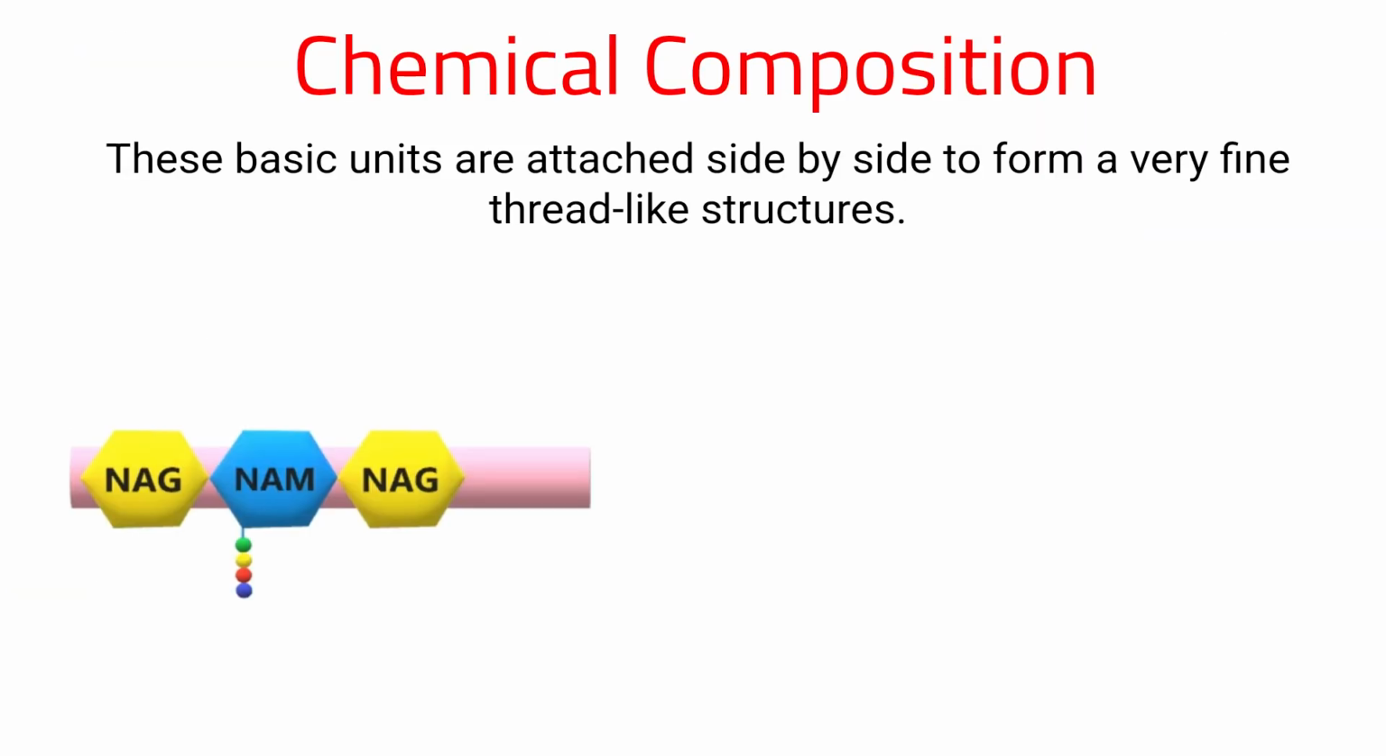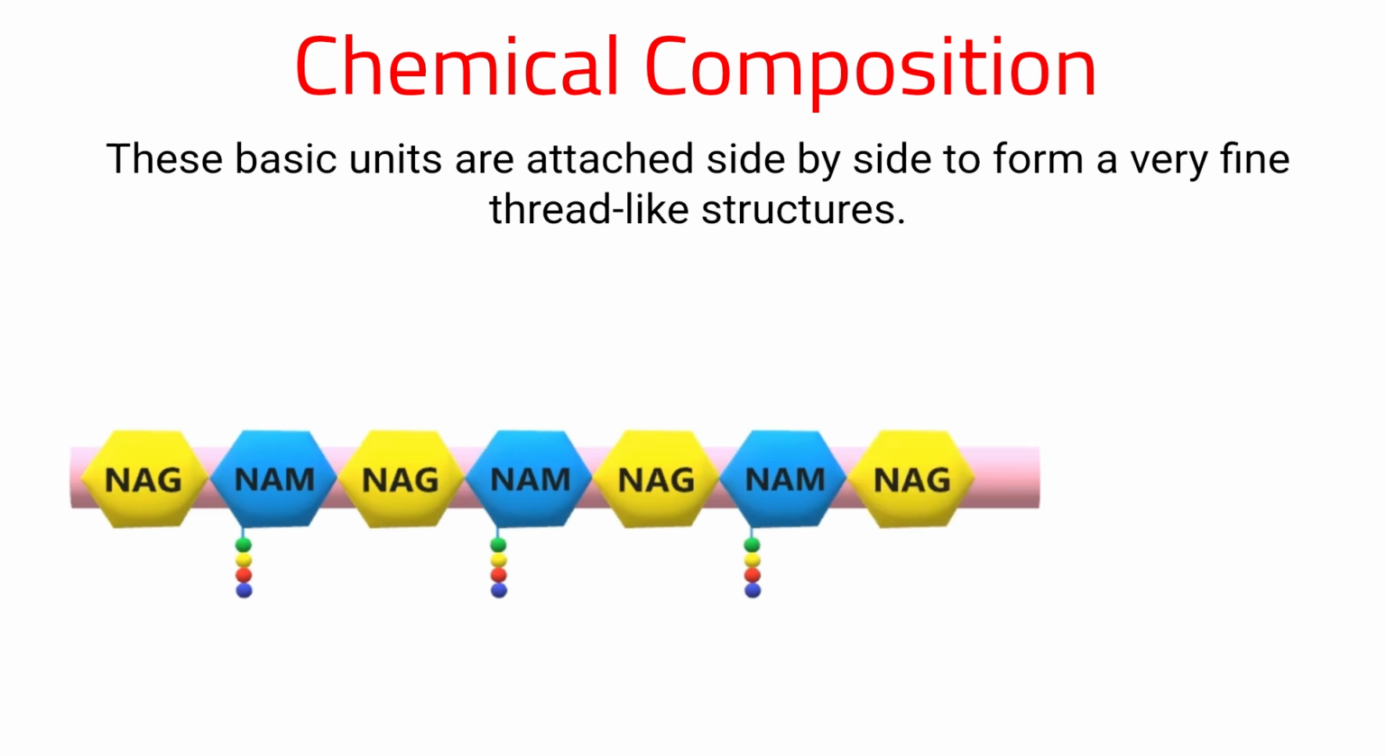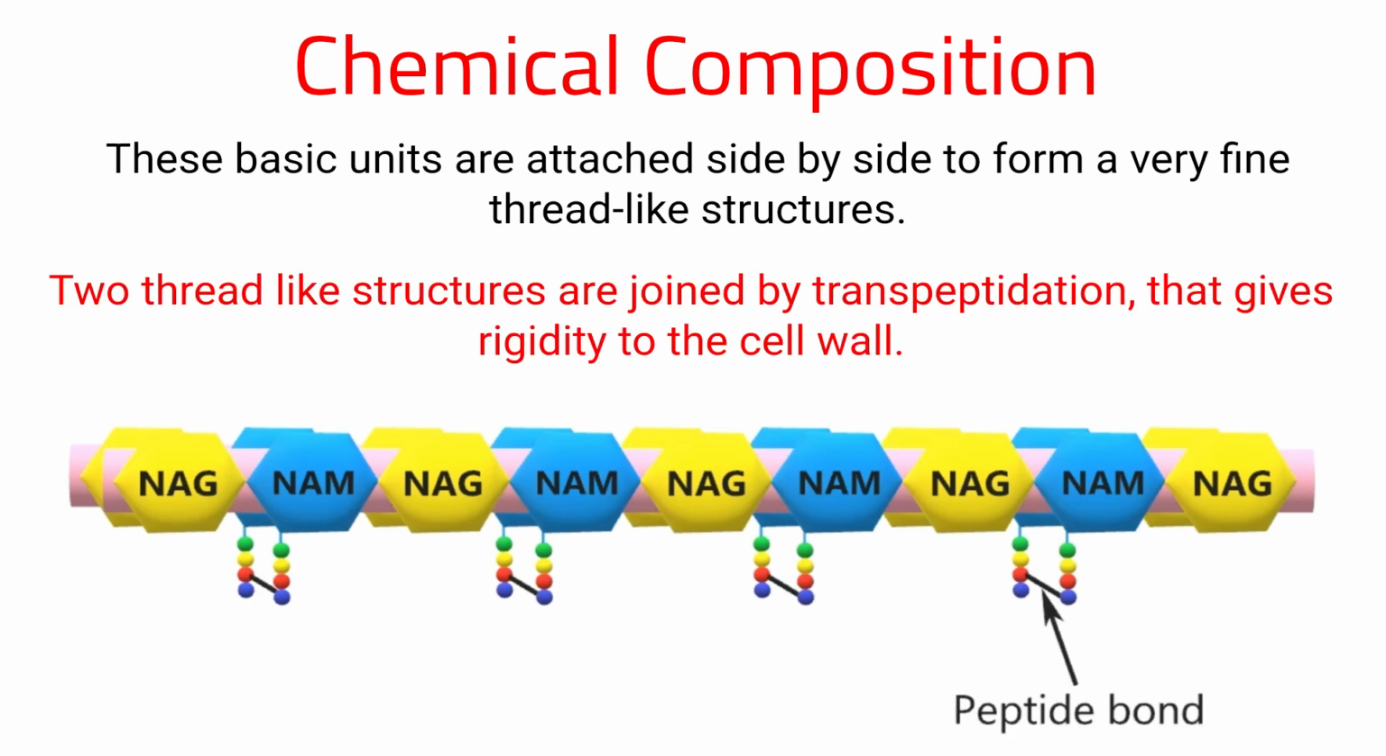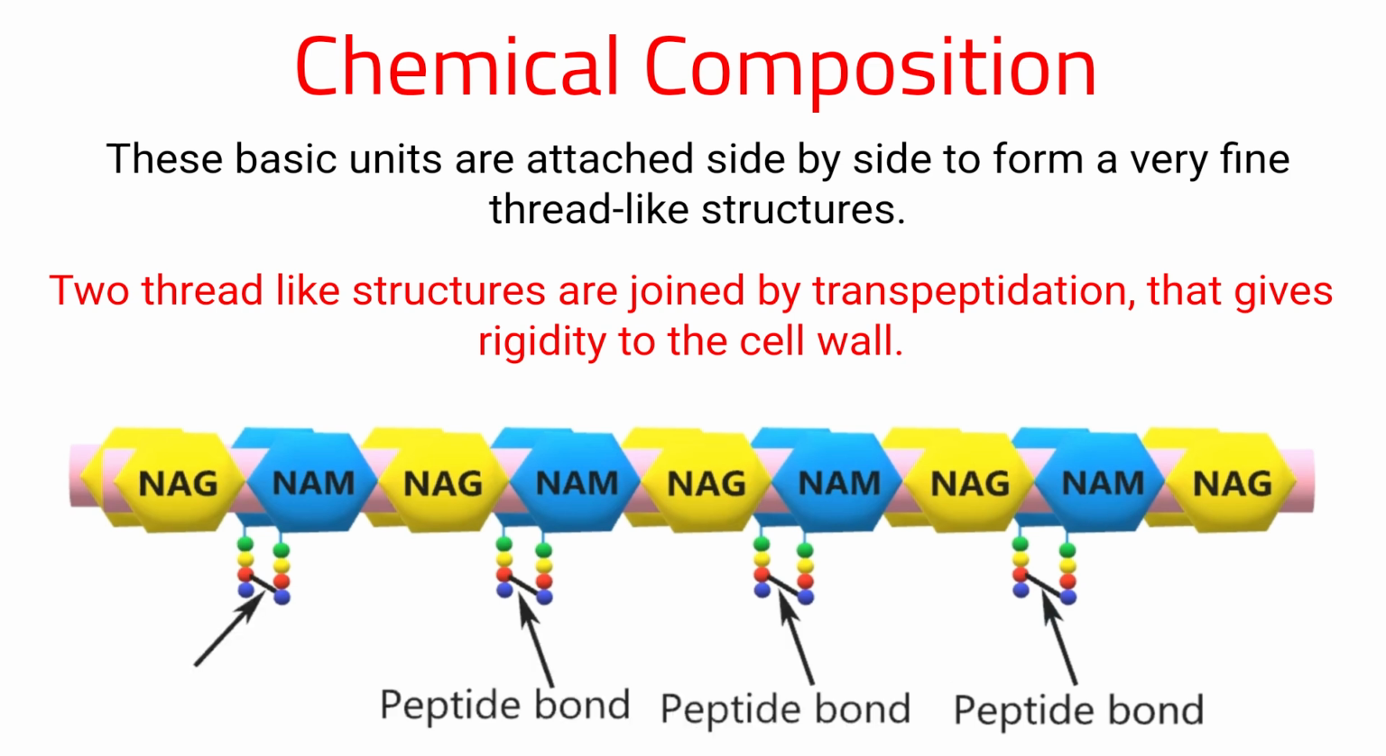These basic units are attached side by side to form a very fine thread-like structure like this. They are arranged side by side or one above the other to form a mesh-like structure like this. The backbones are then connected by peptide cross bridges. The formation of peptide cross bridges, also known as transpeptidation, is crucial for cell rigidity. Without this cross-linking, the chain would be unable to withstand the cell pressure.